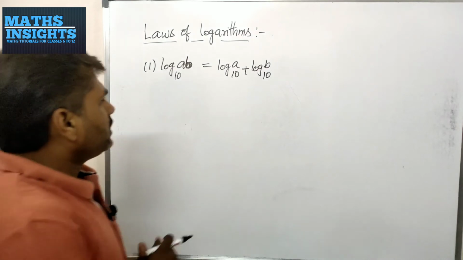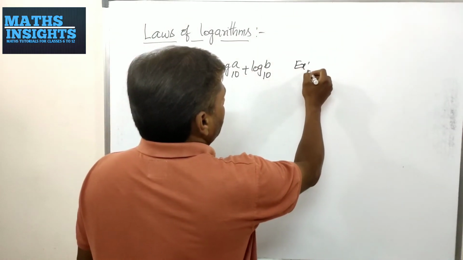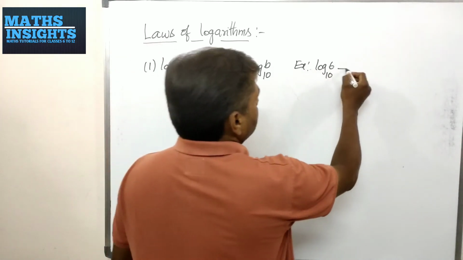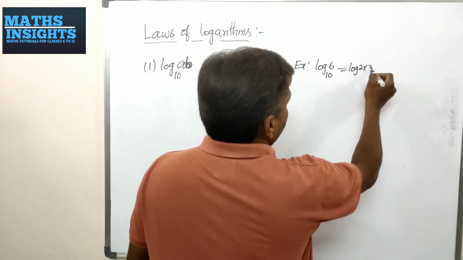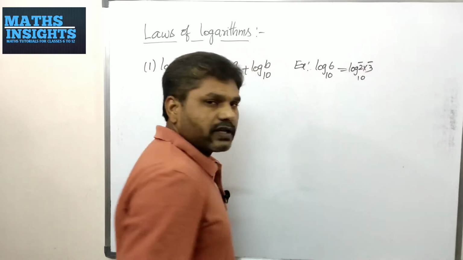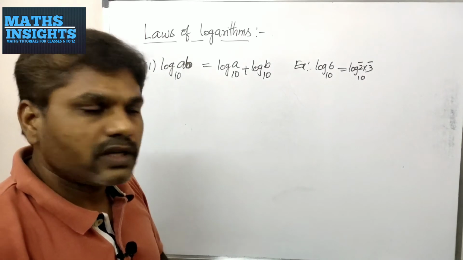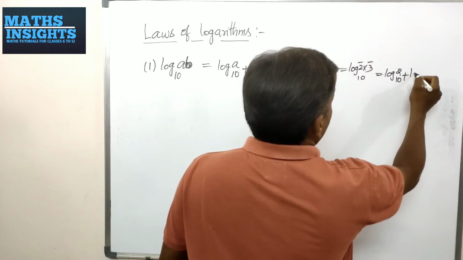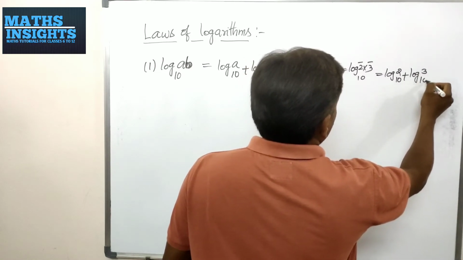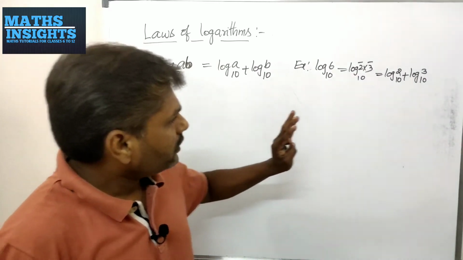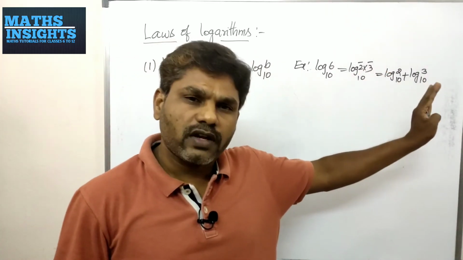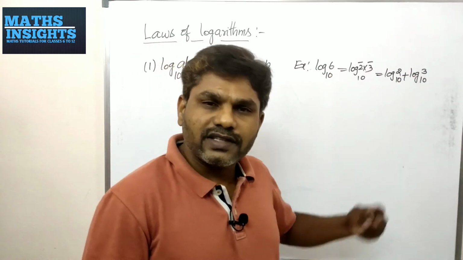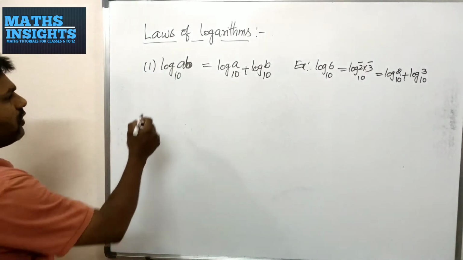This is the formula. To have an example for this, I am writing log 6 base 10. 6 can be written as 2 into 3, base 10. See, this is a and this is b, in the form of log a into b. Therefore, I will write it as log 2 base 10 plus log 3 base 10. If you substitute the log 2 value and log 3 value and add them, you will get the log 6 value. This is a very useful law of logarithm.